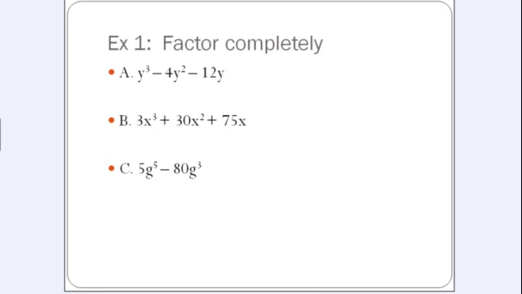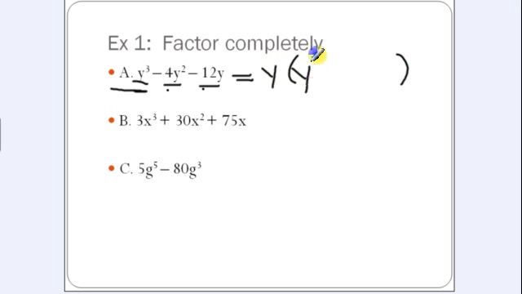Let's work through a few examples. I always want to start with taking out the greatest common factor if there is one. So I always look at all the terms first. And I can see that all of my terms here have a y in them. Now for the numbers, because I start with 1y cubed, it's not divisible by 4 or negative 12, so I don't have any numbers to factor out, but I definitely want to factor out a y from all three terms.